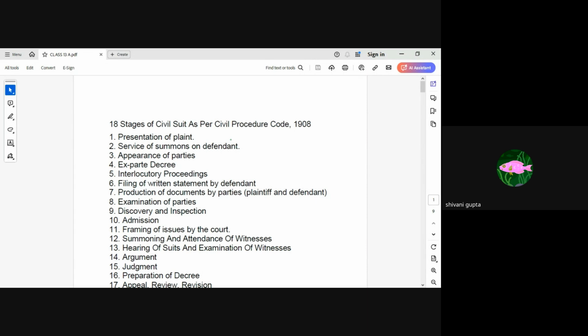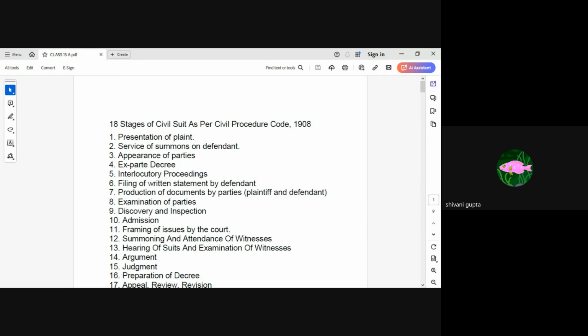I think the 18 stages of the suit as per the CPC, that is 1908, are visible to you all. Please give a thumbs up that the screen is visible. From here only, I have told you that these are the 18 steps. I'm repeating what the steps are. First is the presentation of the plaint. As soon as you approach the court, you have to present the plaint. Next, I have numbered each and every step. Number two is the service of summons on the defendant, followed by the appearance of the parties in the court.